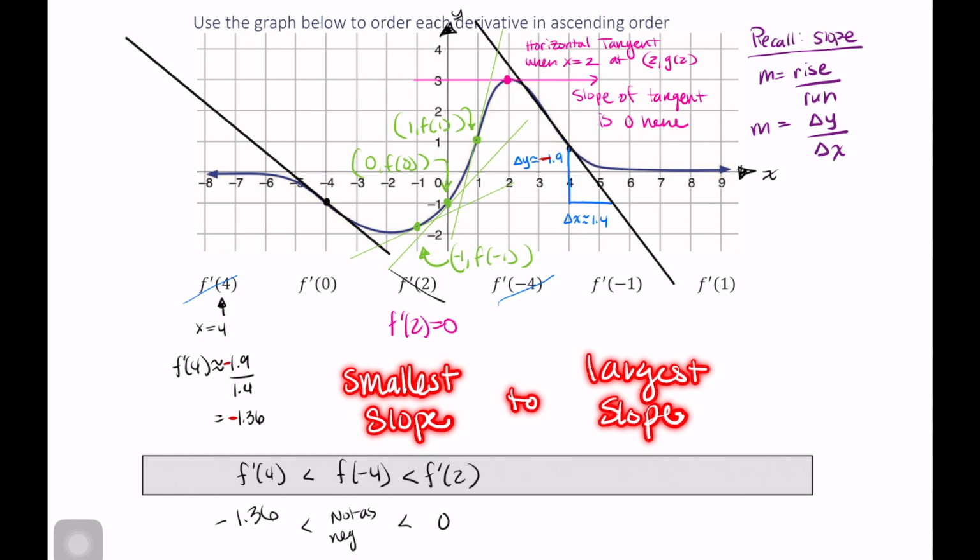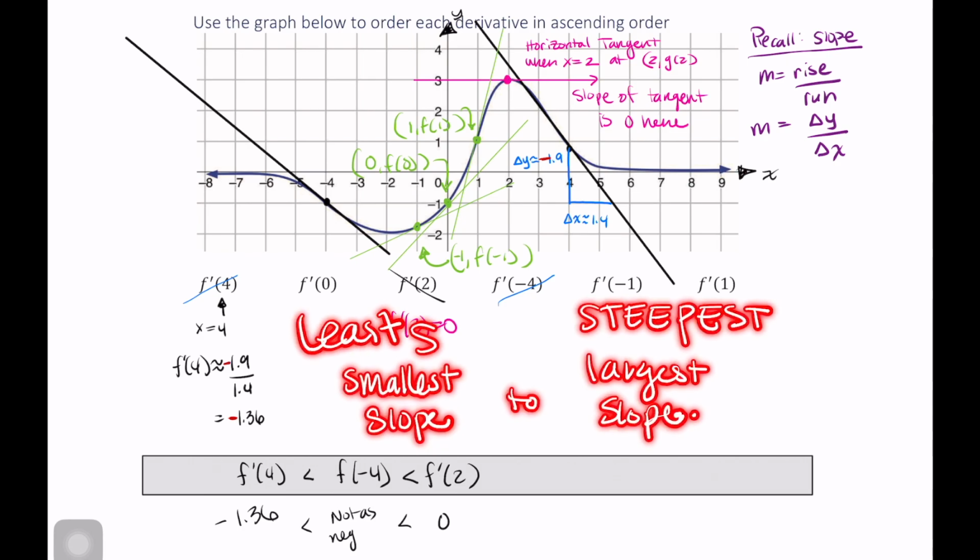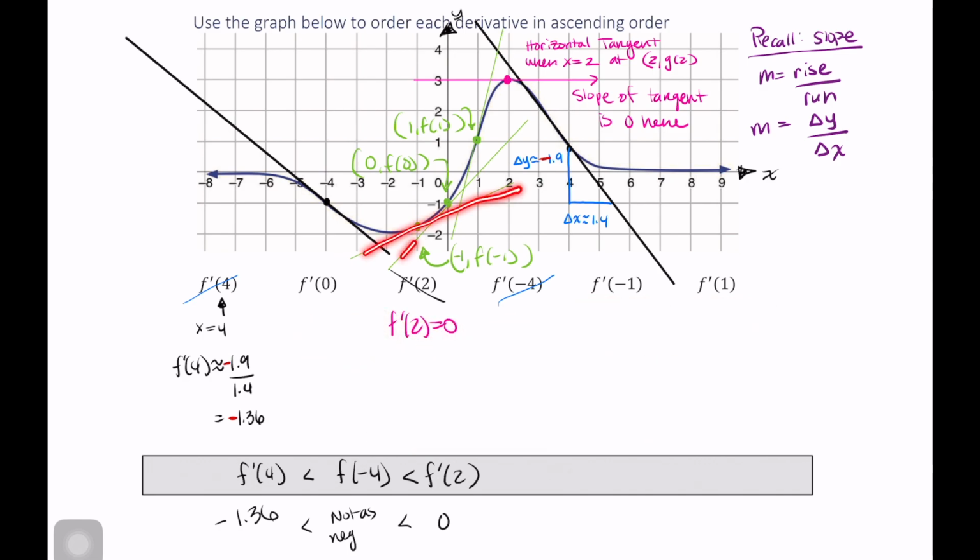So think of it in terms that this has to be the steepest, and this is the least steep. So which of these is least steep? So if you're walking uphill, which of these 3 curves, this one, or this one would be the easiest to walk uphill on? If you said the curve through f of -1, you are correct. So f prime of -1 right there.